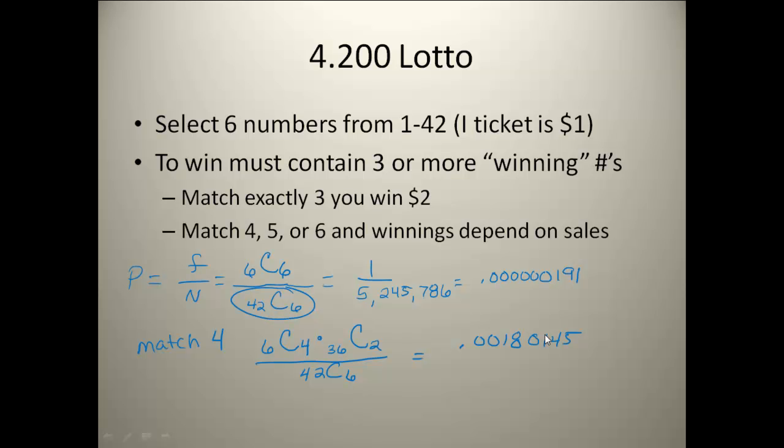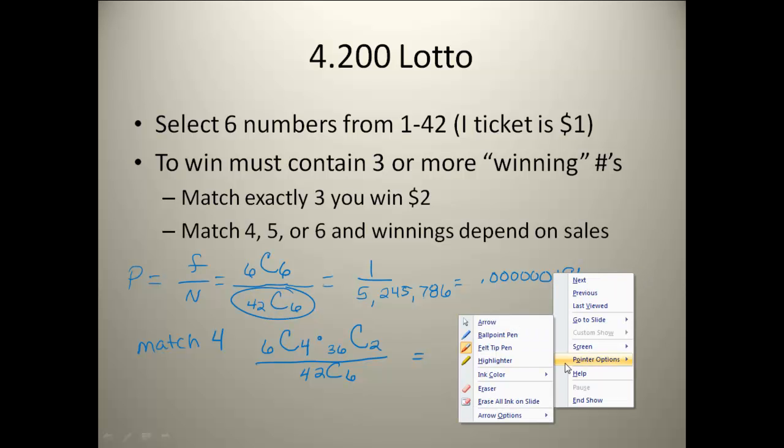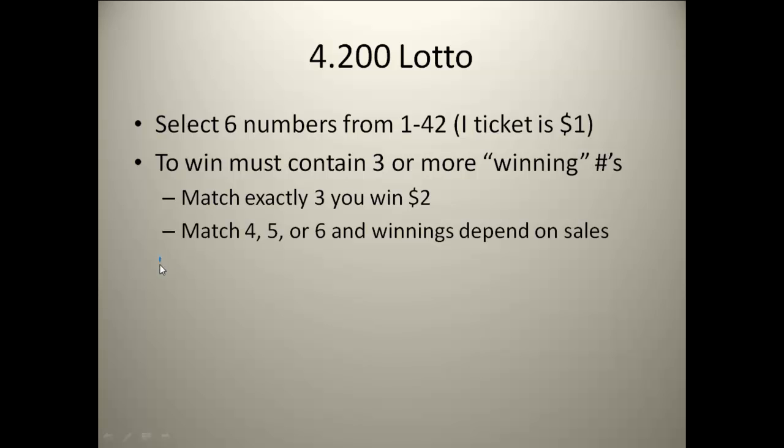Now part C wants to know, what's your probability that you don't win a prize? So let me erase all of this. Okay, so we're looking at probability again. Our total isn't going to change. It's still 42 choose 6. But now we have to look at our probability that we don't win. So we are looking for no matches, 1 match, or 2 matches. Because any of these 3 situations means we don't win.